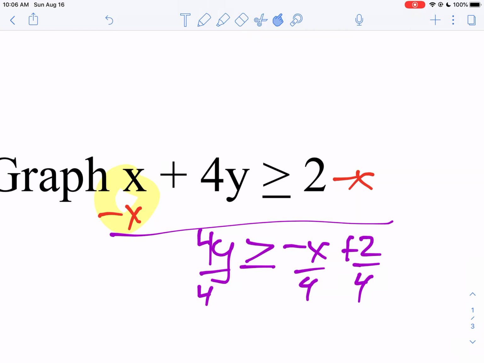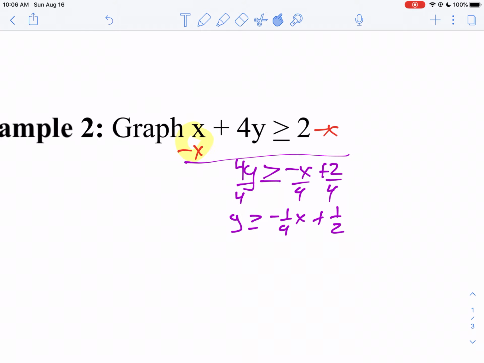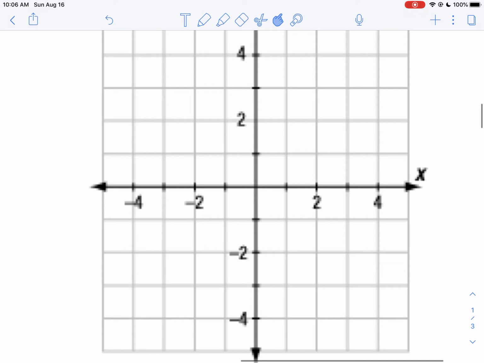We divide every single term by 4. It doesn't work out really nice here, does it? So we get y is greater than or equal to negative 1/4 x plus 1/2. So my y-intercept is 1/2. When we go to graph this, I'm going to go up a half, put my point. My slope is negative 1/4, so I'm going to go down 1 and over 4.